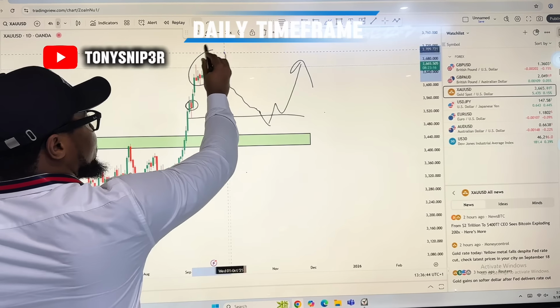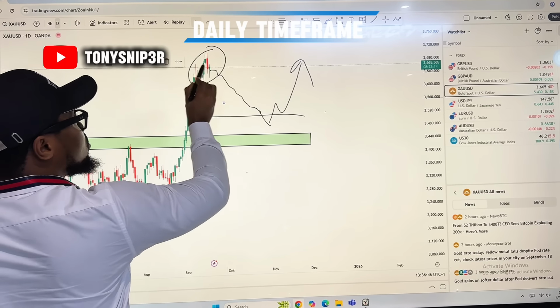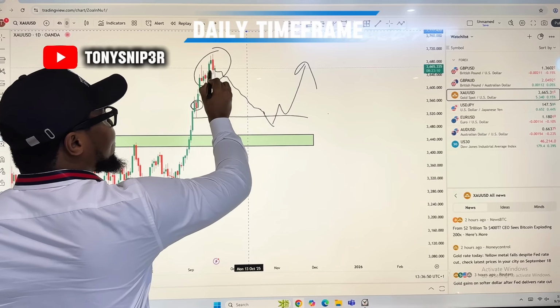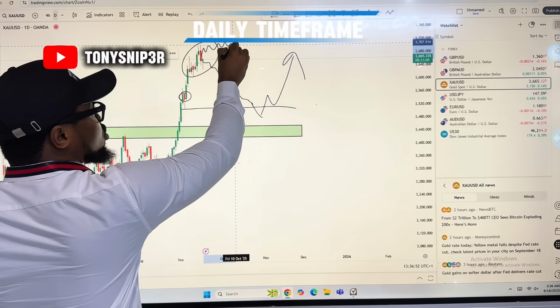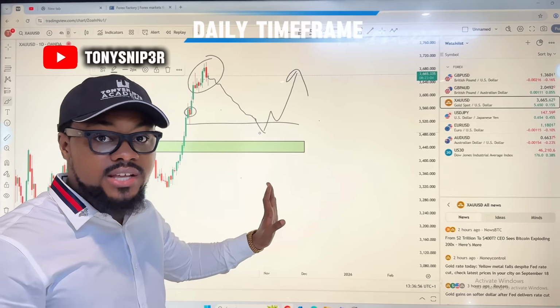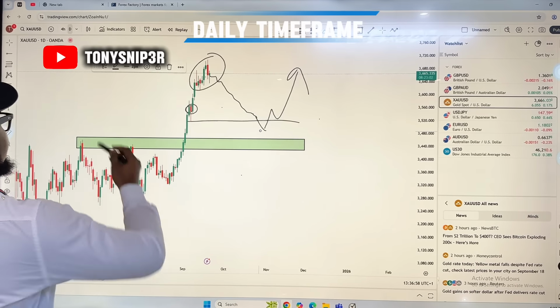Whatever exhaustion is being created here, so long as gold does not break above here and continue pumping, you know that the next thing that will happen will just be an exhaustion that will lead to a huge dump back to this level here. Alright? Now we move to the 4-hour time frame.